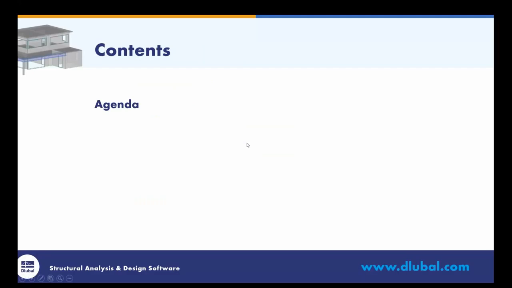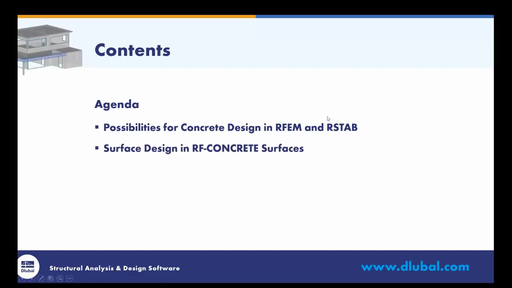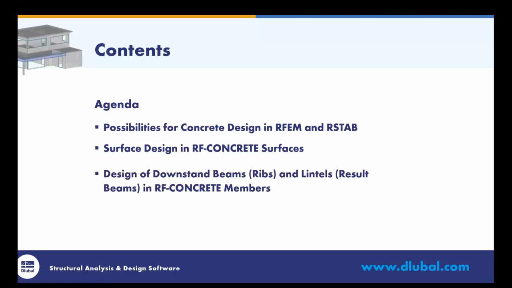Now we will have a quick look at the agenda. We will look into the possibilities for concrete design in RFEM and RStab. Then we will do a surface design in RF-CONCRETE Surfaces. And then we will go on into the member design for downstand beams using ribs and for a lintel using result beams in RF-CONCRETE Members. And the last thing will be a column design for 2 columns in RF-CONCRETE Columns.